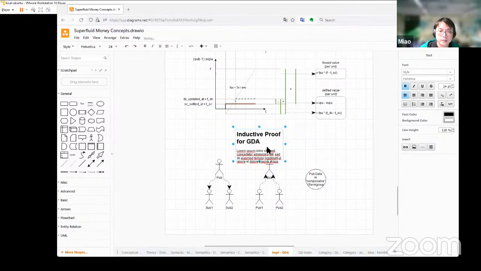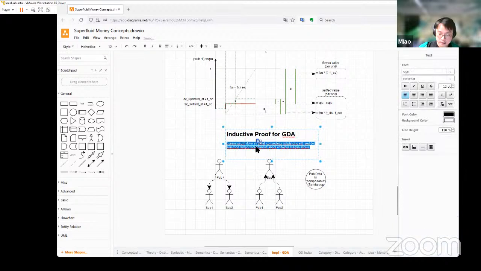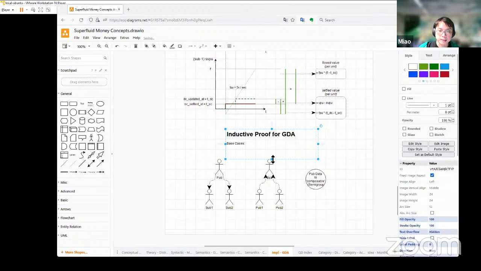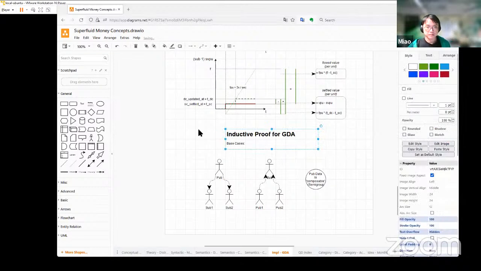For GDA, it applies to both IDA and CFDA. There's no difference because we're talking about just the publisher-subscriber perspective. Right, so these are base cases.